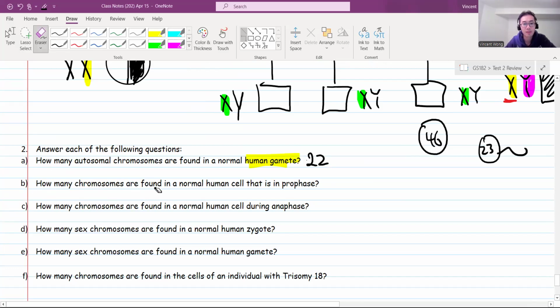How many chromosomes are found in a normal human cell at prophase? Prophase, everything is still stuck together, so it's still 46. We don't count them differently. But in anaphase, the sister chromatids separate already, so everything is doubled. That's why it's 92.